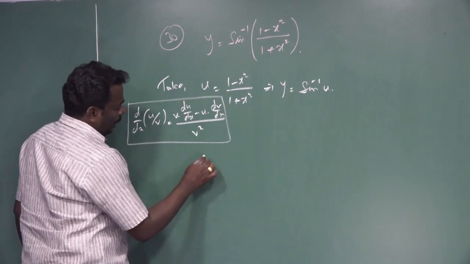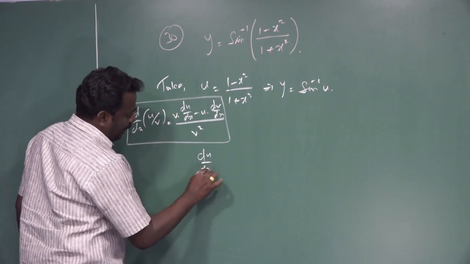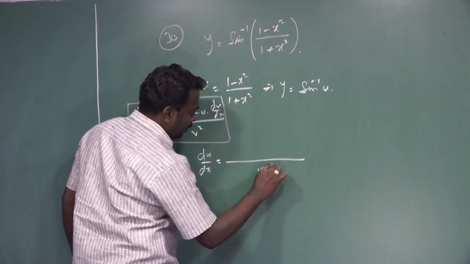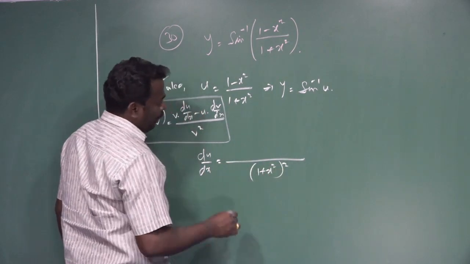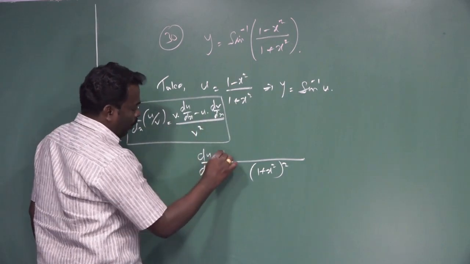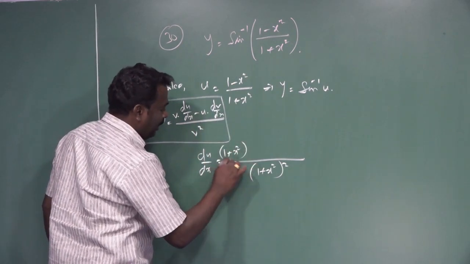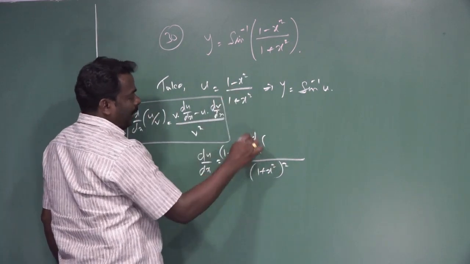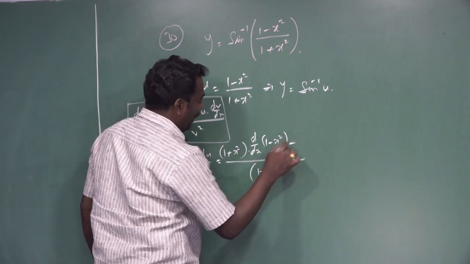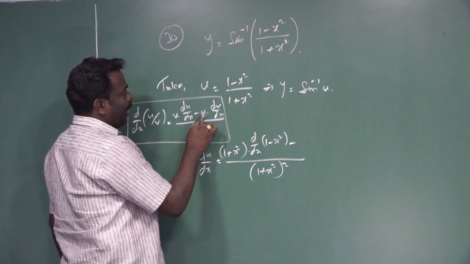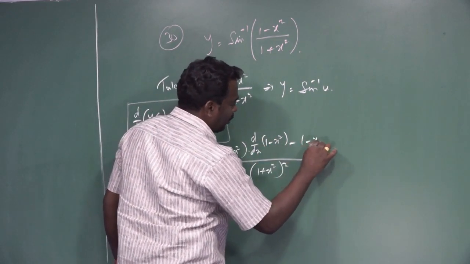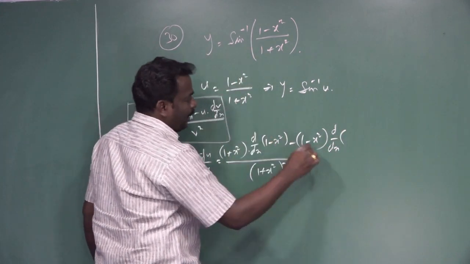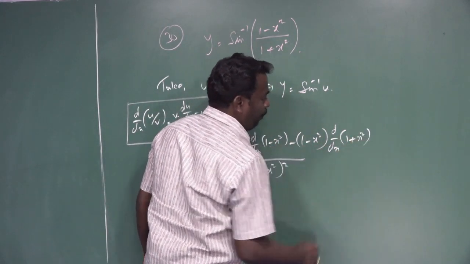Applied here, du by dx is equal to the denominator, 1 plus x square whole square, which is v square. Again keep v, 1 plus x square, as it is, and differentiate the numerator term 1 minus x square with respect to x, minus keep u as it is, 1 minus x square, and differentiate the denominator 1 plus x square with respect to x.